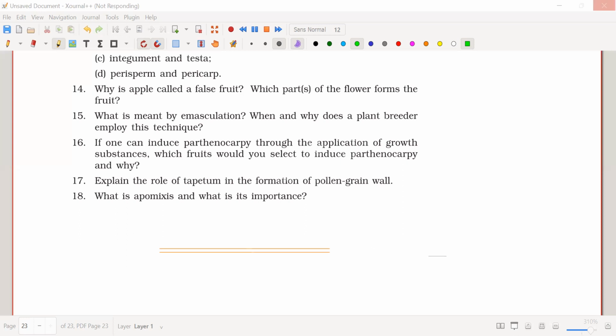The placenta also acts as an endocrine tissue and produces several hormones like human chorionic gonadotropin, human placental lactogen, then estrogens and progestogens.